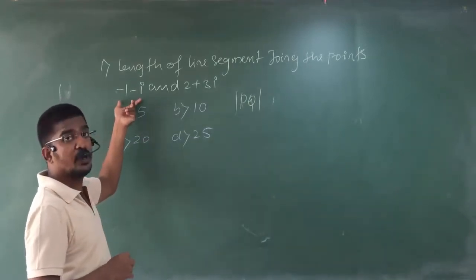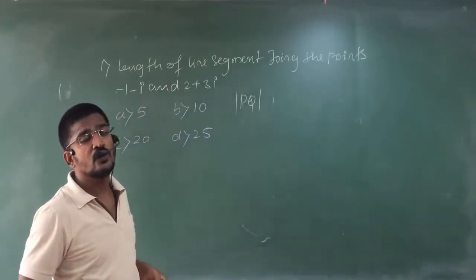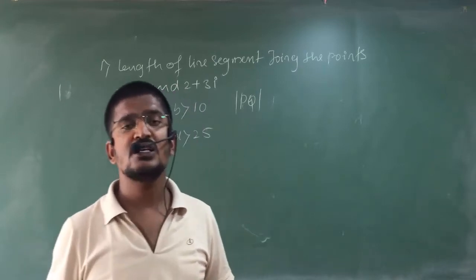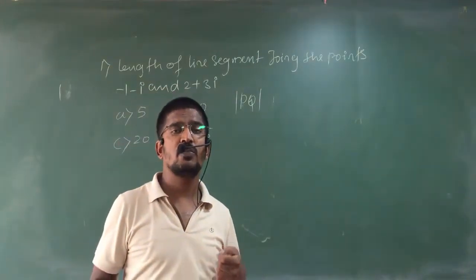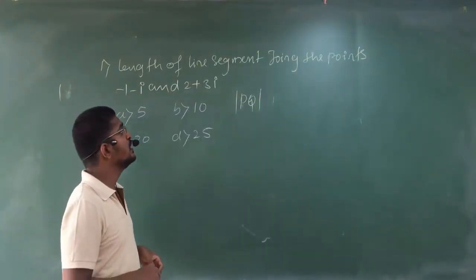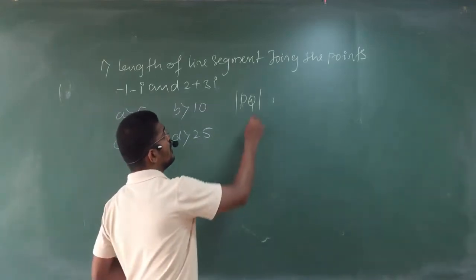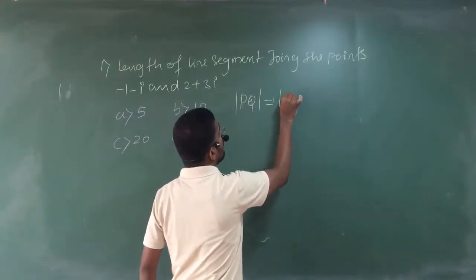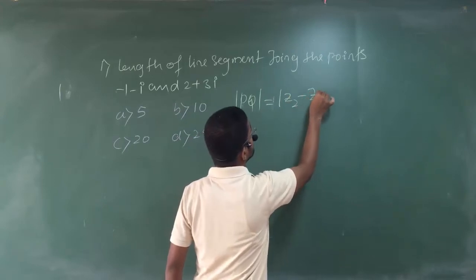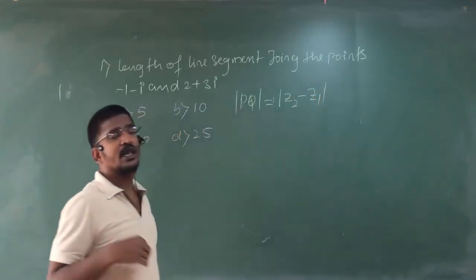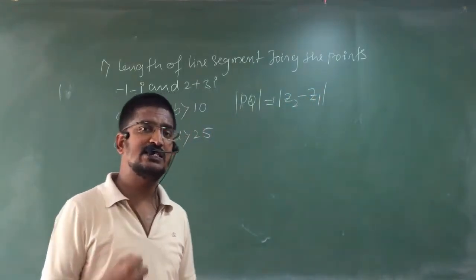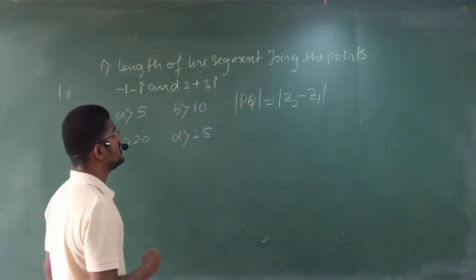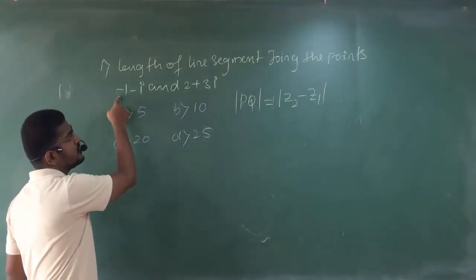Let us take this is P and let us take this is Q. That means here they are asking the distance of PQ. So for that reason, let us solve it by, as we all know, mod of Z2 minus Z1, that means the length of Z2 minus Z1. Z2 minus Z1 means what? 2 minus of minus 1 is 3.